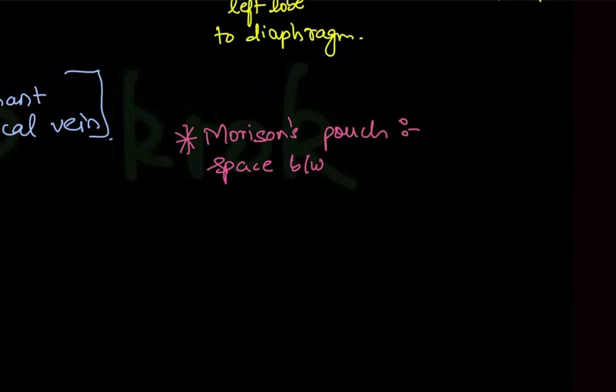Okay. So the liver is present on your right side. So behind the liver you have the right kidney, right? So between this right kidney and liver there is a space, and that space is called Morrison's pouch. Write down, it is a space between liver and right kidney.